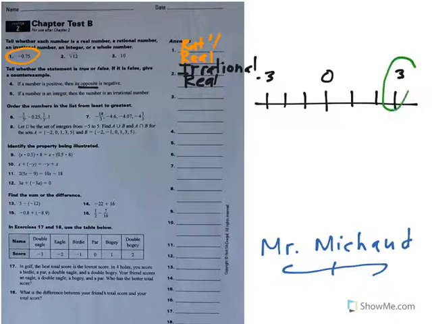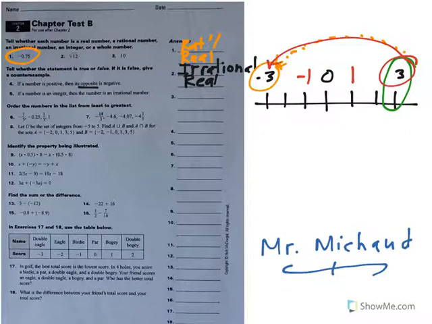So 3's opposite is on the opposite side, which would be negative 3. So be careful with that. It just means you're on the opposite side of the number line. Negative 1, its opposite would be positive 1. So if a number is positive, such as 3, then its opposite is negative. This is true.